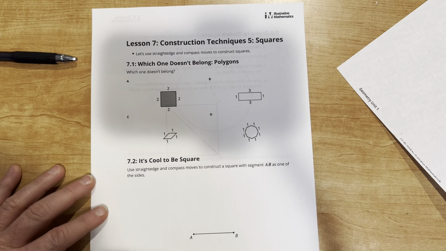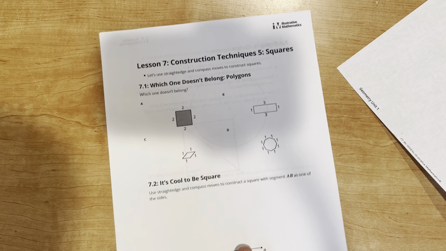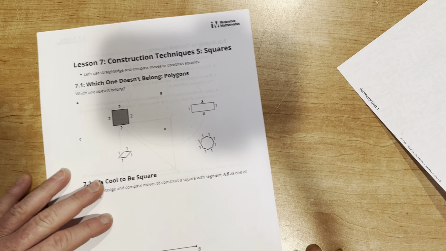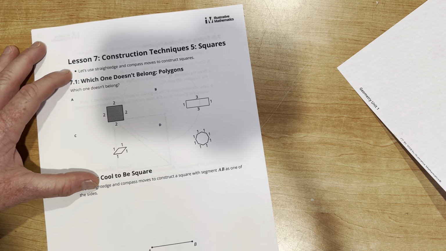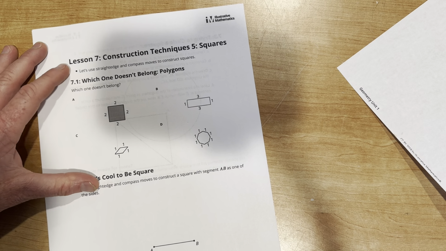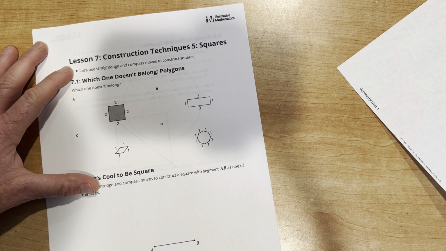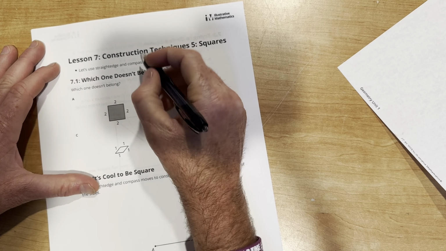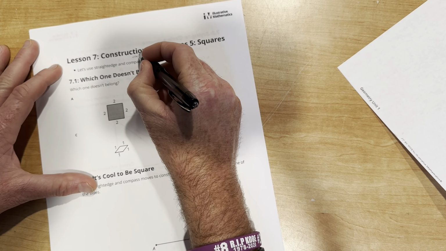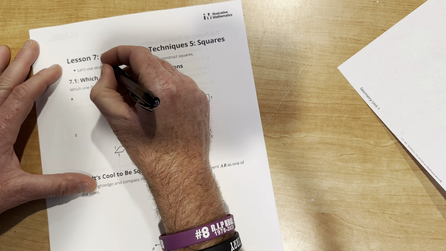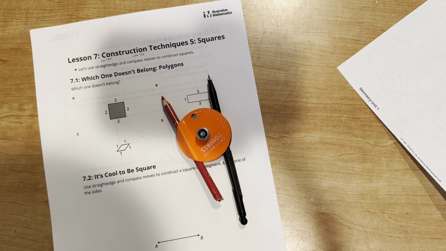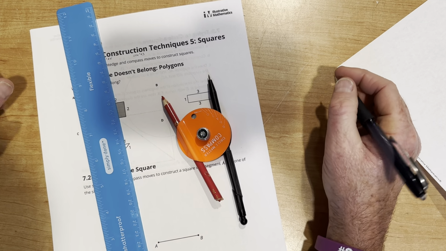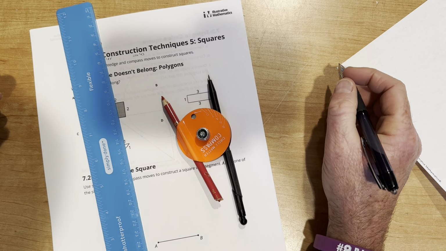Okay, here we go. Lesson 7, Construction Techniques 5. We're talking about squares. This bullet point says, let's use straight edge and compass moves to construct squares. So we're going to build some circles with the compass. Use a ruler. We need a compass and a ruler for this lesson, so make sure you go and get those.